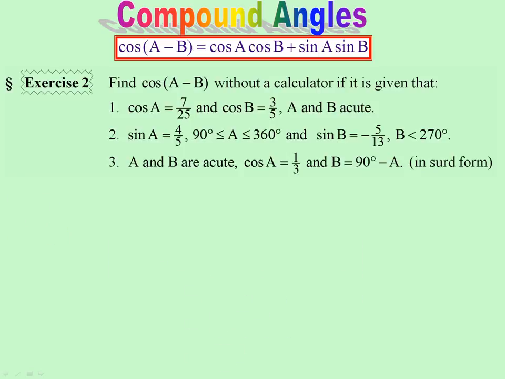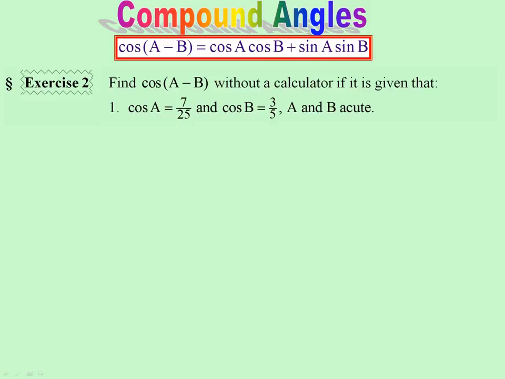Here are 3 examples to do. Try them yourself, then we'll go through the answers. And let's look at the first one. Now we're going to have to find the x, y, r. We'll have xa, ya, and ra. So there we are. Xa is 7, x over r, ra is 25. Therefore ya will be 24. 25 squared minus 7 squared, but this is a Pythagorean triple, 7, 24, 25.